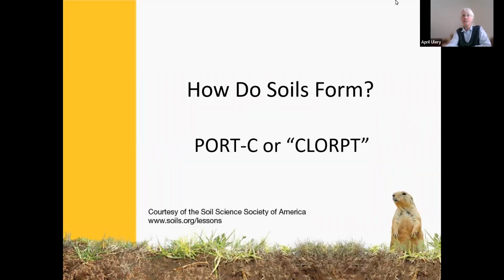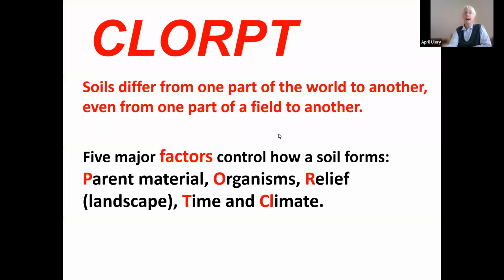Some of these slides were actually made by the Soil Science Society of America marketing team. So they're, again, available online and for teachers. And some of you have heard of the classic term clorpt. My students prefer to remember it as port C. And all these refer to is the 5 factors that control how a soil forms. So we're talking about parent material, organisms, relief or landscape, time, and climate.